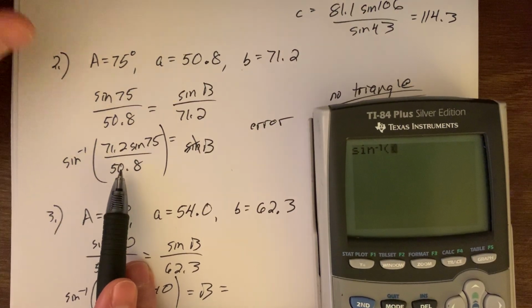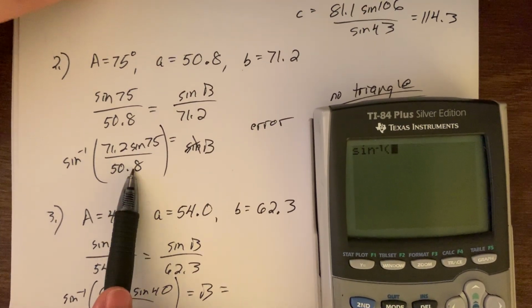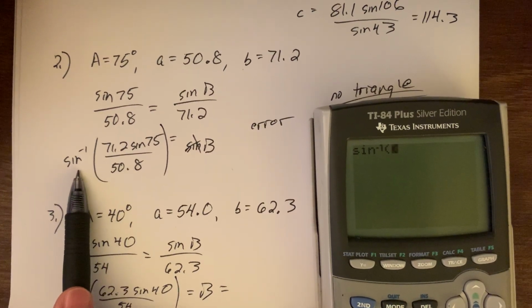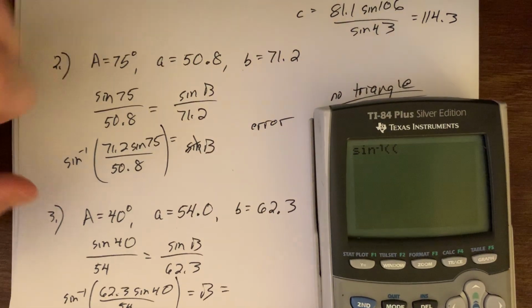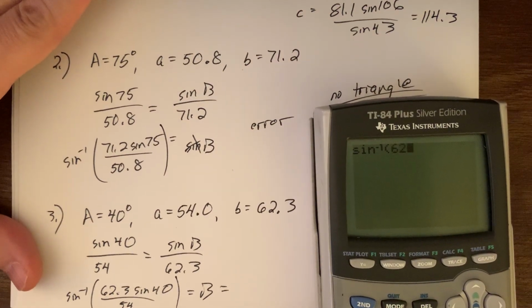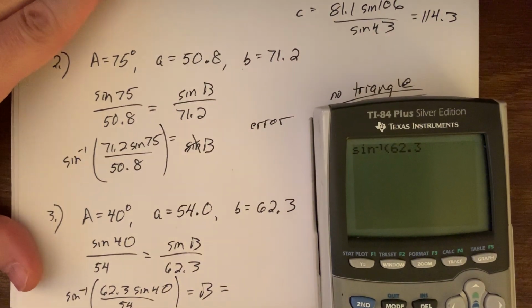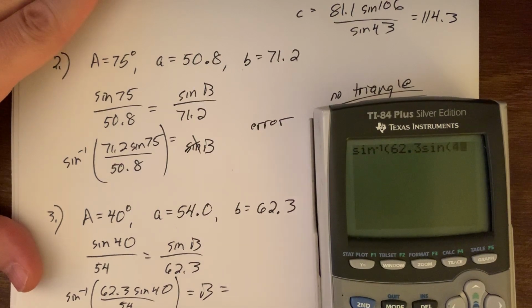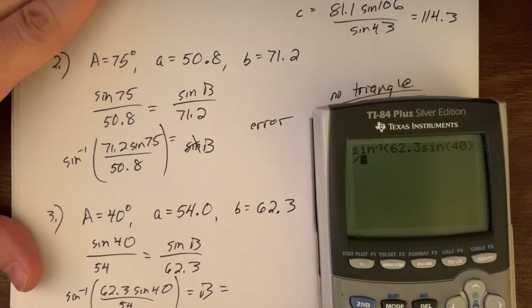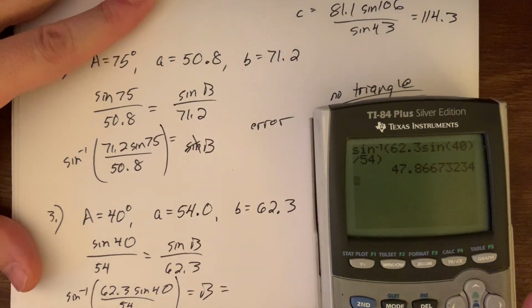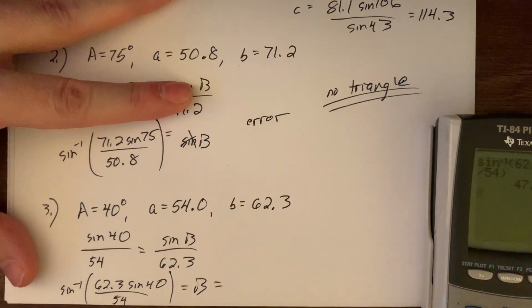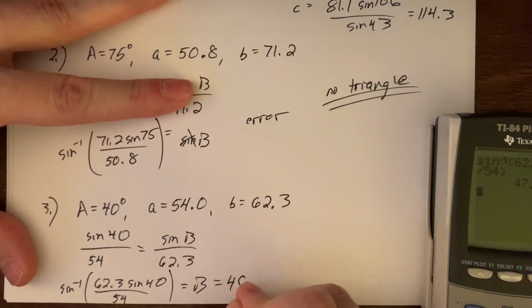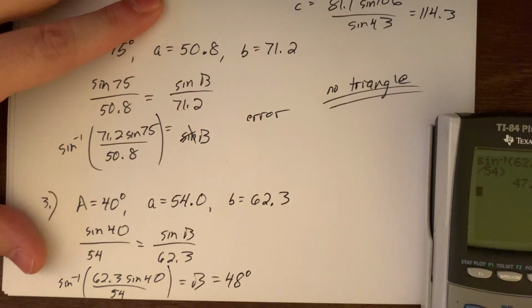Other people like doing this part, then coming and doing the inverse and already knowing whether it's not going to work or it will work. So that's your preference. So sine inverse of sine of 40 divided by 54, and I get 47.86, so I'll make that 47.9. I'm sorry, we said to the nearest whole degree, so that'll be 48 degrees.